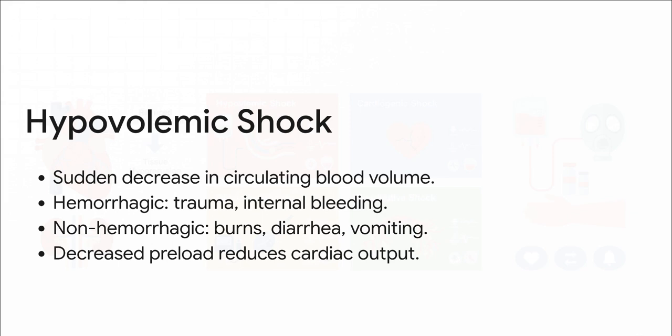Now, this can be hemorrhagic, like active bleeding from trauma or a major surgery, or it could be non-hemorrhagic, like massive fluid loss from severe burns, extreme diarrhea, or vomiting. Either way, this critical loss of volume completely tanks the preload. And if the heart has nothing to pump, your cardiac output plummets.